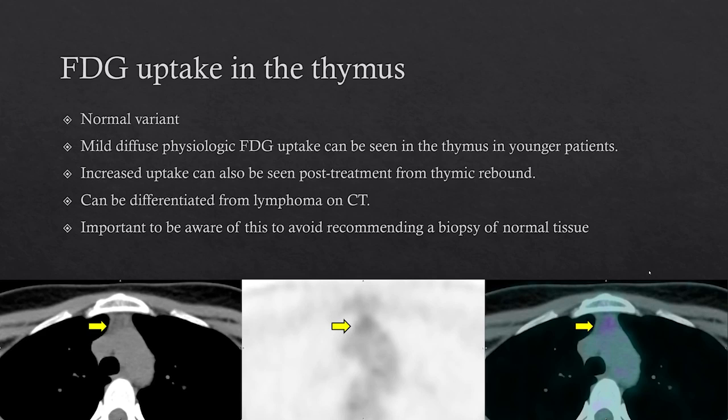We can see an example here of normal uptake in the thymus in a certain age group, up to about 25 years. This would be a normal variant, typically mild, diffuse. You can see increased uptake in thymic rebound, which can be a lot more prominent than this. Looking at the CT images, you can see this nice lace-type pattern. There's no solid mass here, and that can help differentiate it from lymphoma and other malignancies. It's important to do this because you don't want to recommend biopsy for normal thymic tissue.